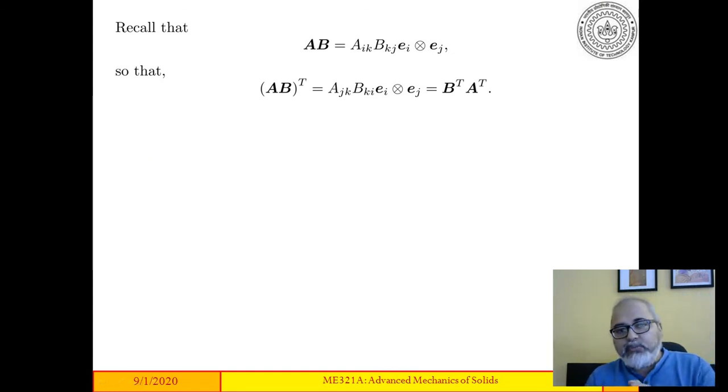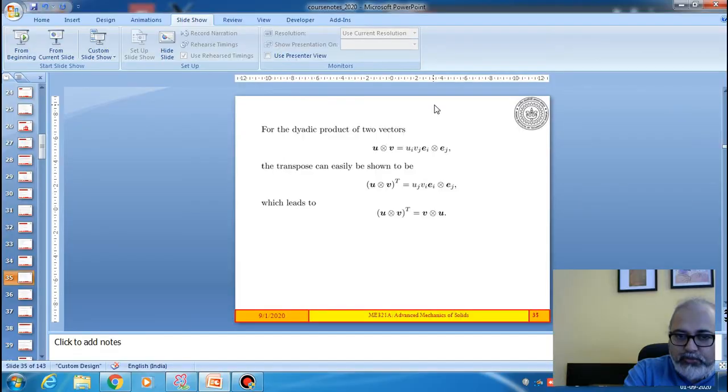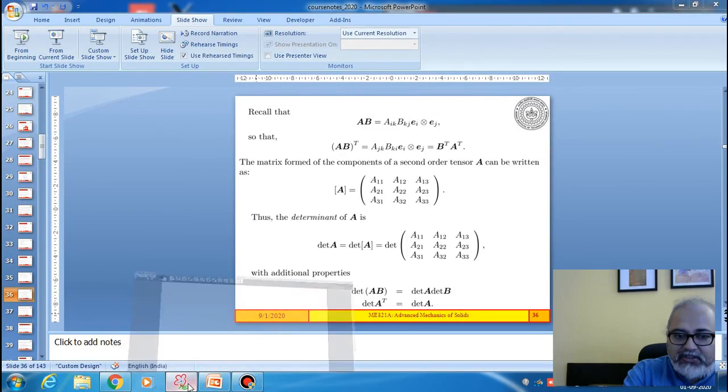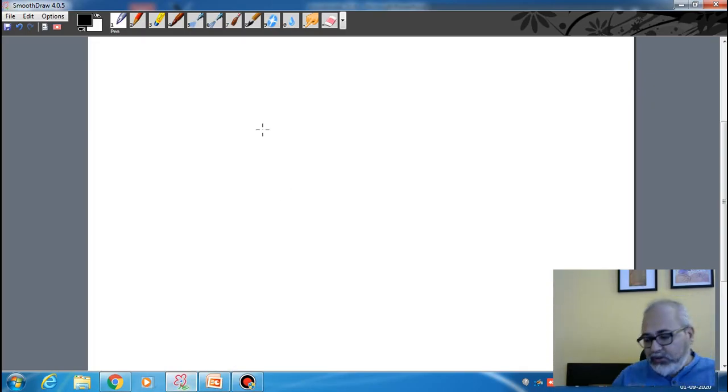This is also easy to prove, that AB transpose, A times B transpose, is the same as B transpose A transpose. Let's prove it. I'm doing this proving rigorously because I want you to get used to this notation. The more you practice, the more you get used to it. Otherwise, you get lost in the indices.